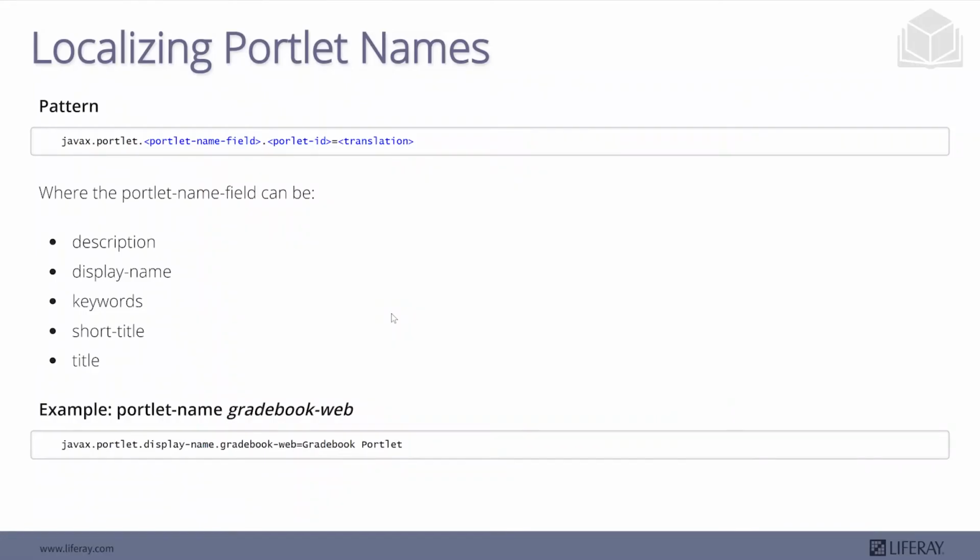So localizing our portlet or application is also pretty important as well. You can follow the pattern up here towards the top: javax.portlet.portlet-name-field.portlet-ID equals the translation that you want to provide. So a couple different values that you can provide for the portlet name field, right? Could be description, display name, short title, title.